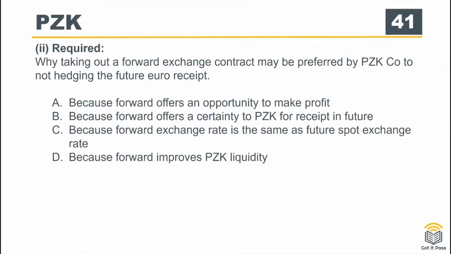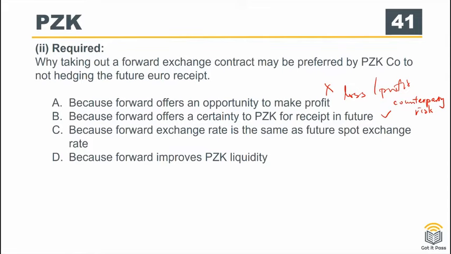A, because forward offers an opportunity to make profits. No, because it's making a loss, and sometimes even if it's a profit, it's not a must. So it's not correct. B, because forward offers certainty of PZK to receive in future. Yes. Only one risk is the counterparty risk, that your counterparty cannot honor or commit what it has to deliver.